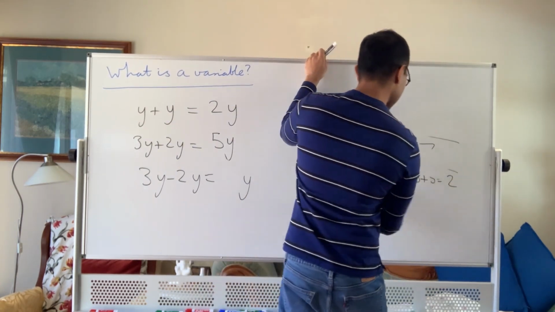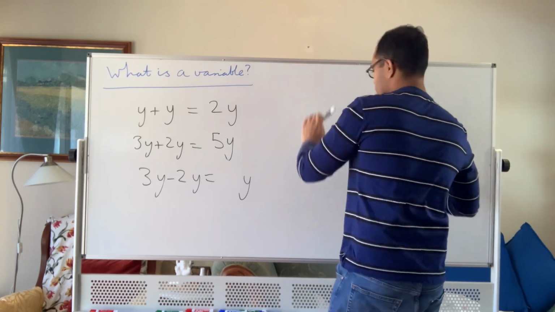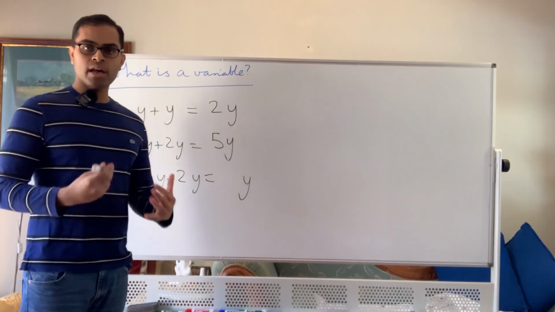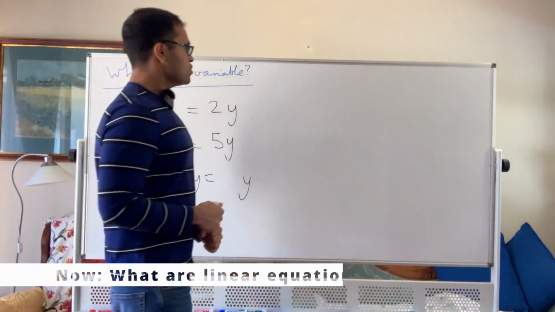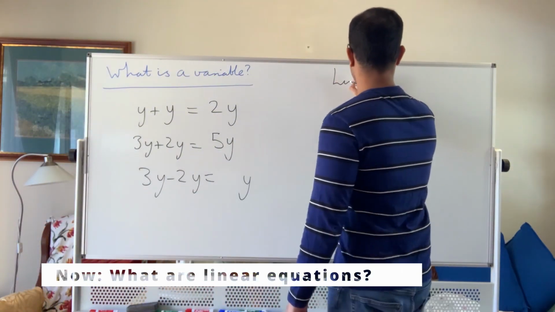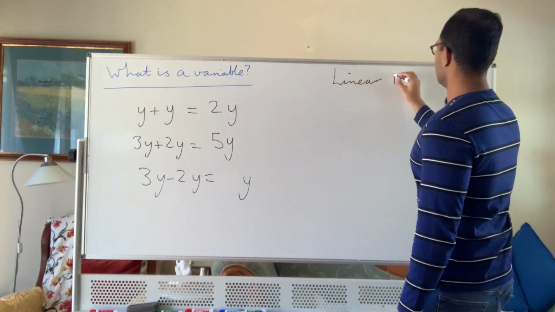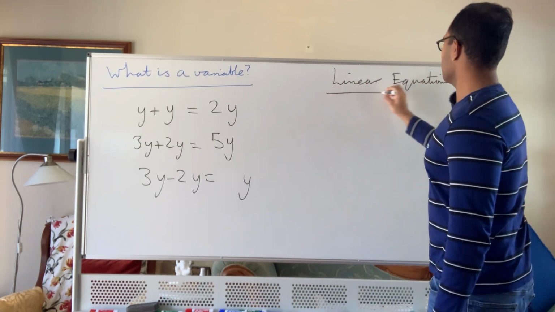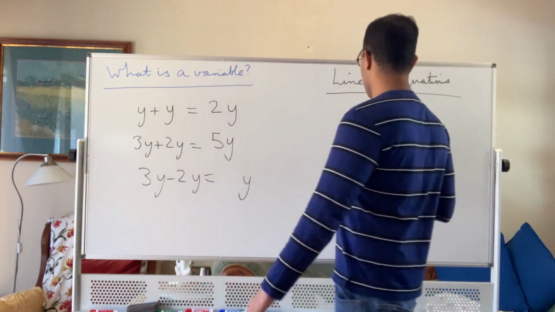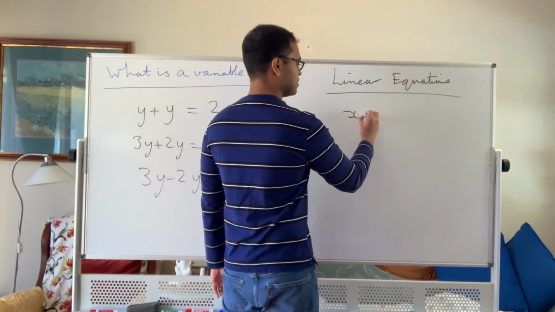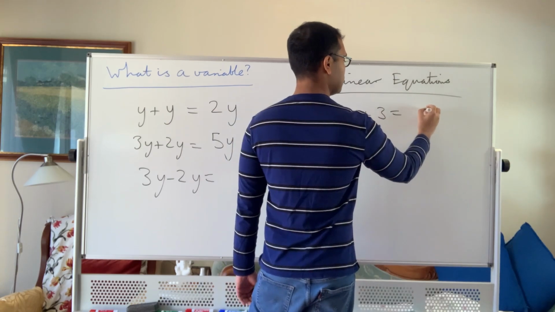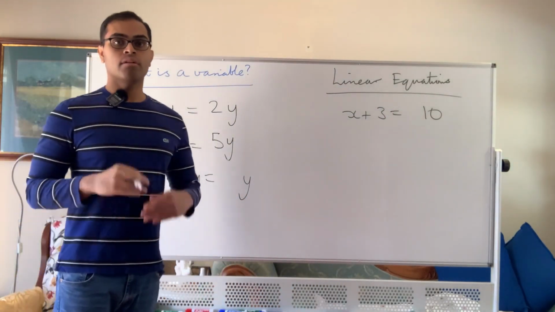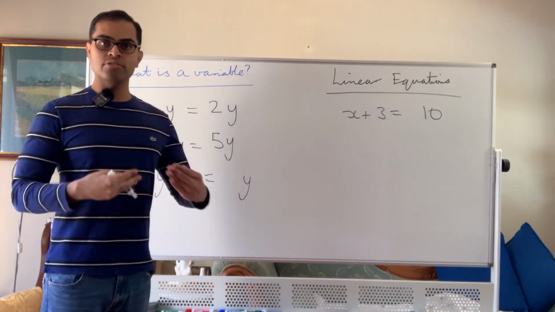Okay, so now let's talk about linear equations. We sort of talked about what variables are. This is designed to be a quick introduction to variables. We're now going to talk about linear equations. So what are linear equations? We've already seen an example of a linear equation. Something like this, x plus 3 is equal to 10. This is an example of a linear equation. There are more examples, but I'm just going to gradually go up.